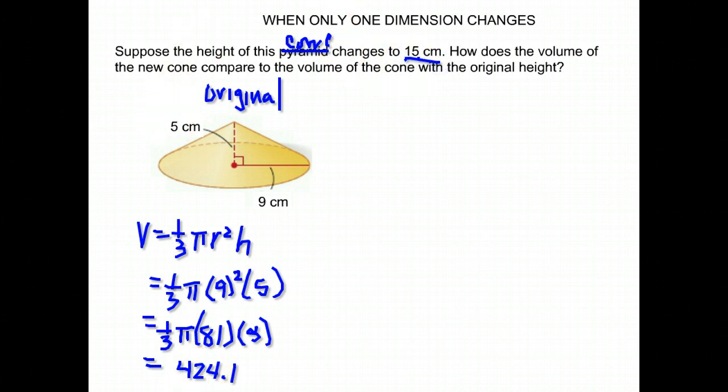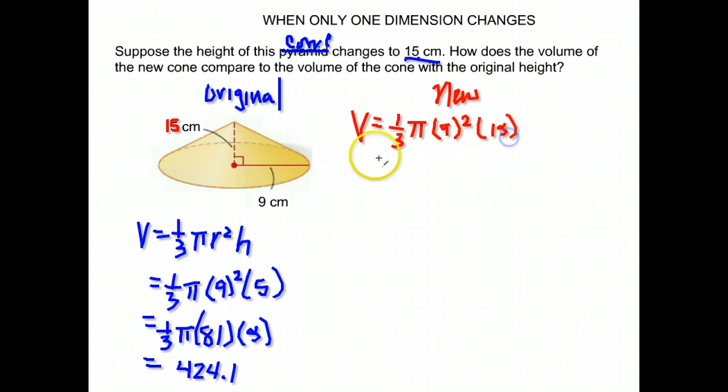They want us to change the height to 15. So new problem here. Same picture, but I'm going to change the height to 15 instead of just 5. And let's find the new volume. Okay, so again, it's going to be 1/3 pi times the radius squared. The radius has not changed. They didn't want us to change the radius. They only wanted us to change the height to 15. That gives me 1/3 pi times 9 squared is 81 times 15.